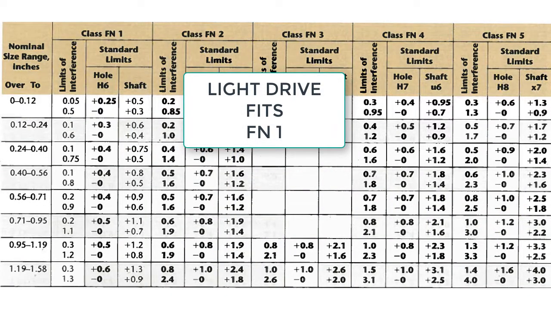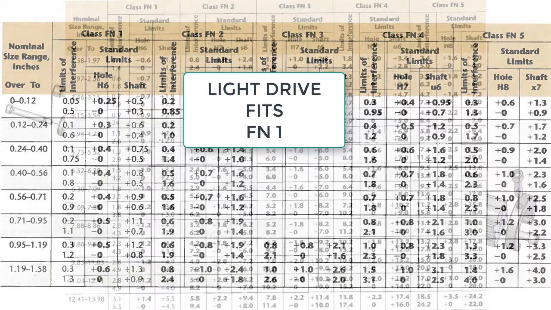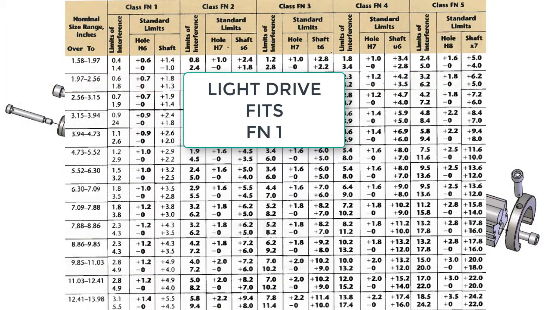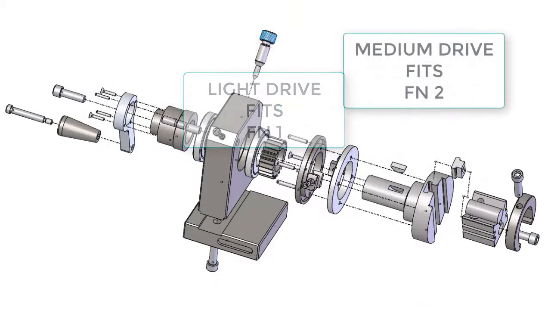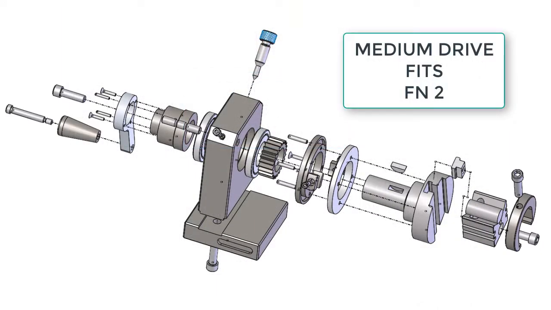Force, or FN1 fits, have five classes of fits. The FN1 fits are known as light drive fits and are used when light assembly pressure is desired. Thin-walled sections, or long engagement assemblies, or high-grade cast iron external members are best suited for this fit. FN2 fits are known as medium drive fits and are suited for ordinary steel parts and for shrink fits on small components. These are the tightest fit which should be used with high-grade cast iron parts.